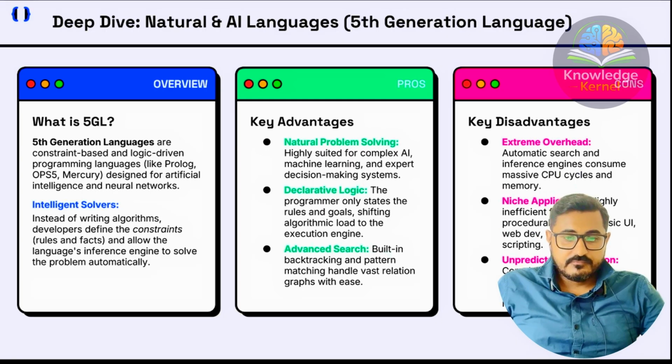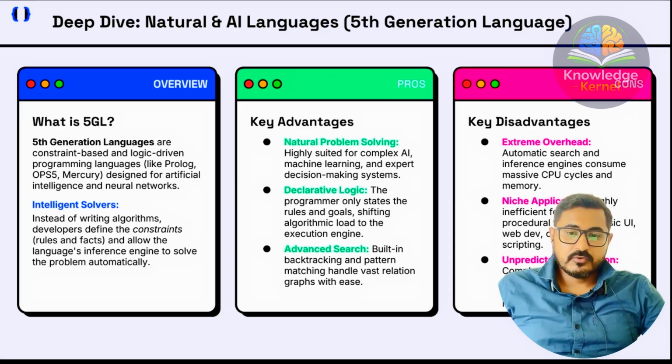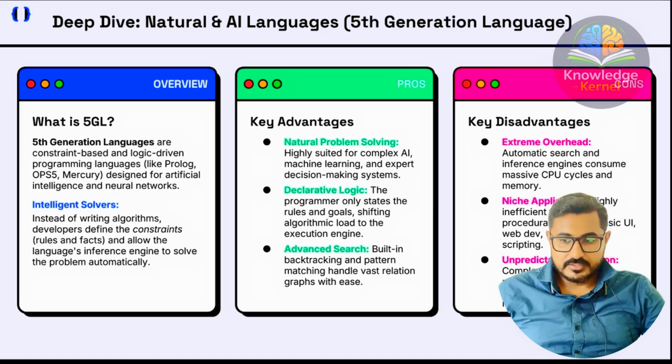Next comes the fifth generation of programming languages, that is AI and logic languages. The fifth generation languages are basically constraint-based or logic-driven programming languages such as Prolog, OPS5, Mercury, etc. They are specifically engineered for artificial intelligence, expert systems, and neural networks. The defining feature of fifth generation languages is that they act as intelligent solvers. Instead of writing step-by-step algorithms, you state the rules and facts of the problem domain and let the built-in inference engine solve the problem automatically.